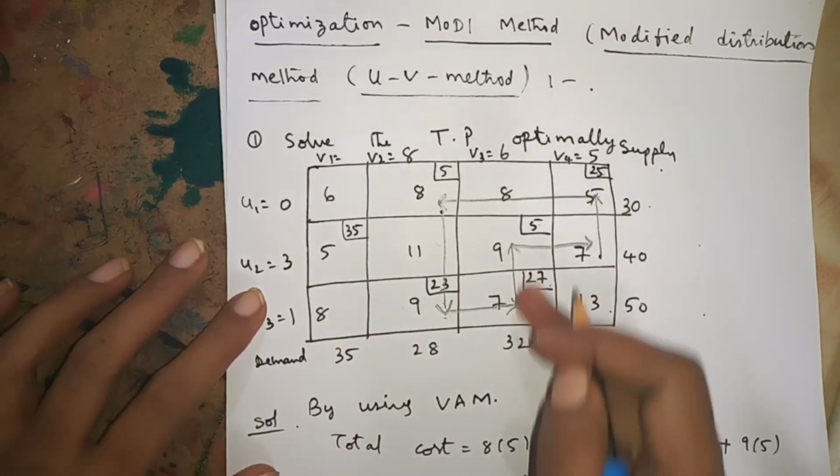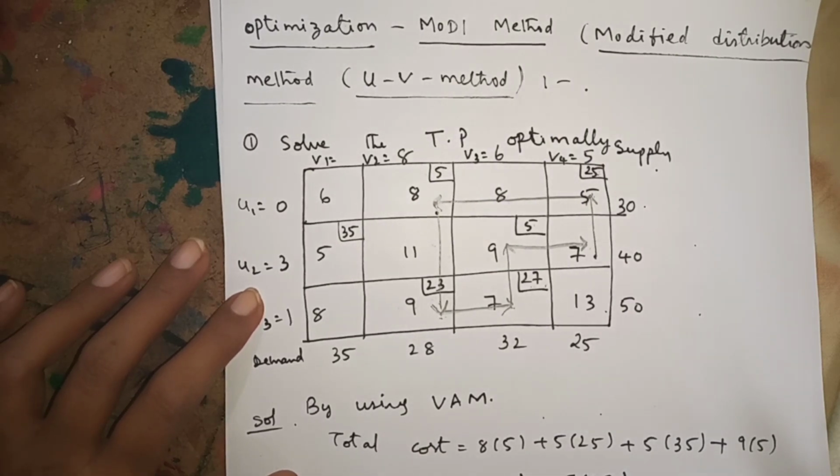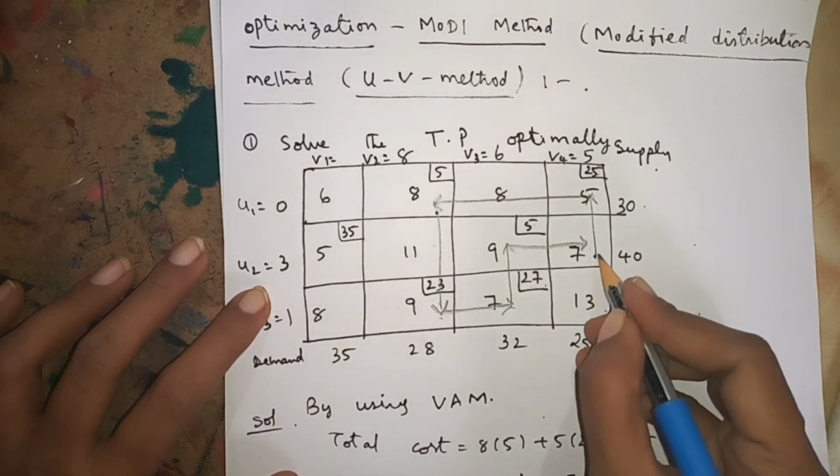Like this we have to form a closed loop. The closed loop may be rectangle shape or square shape or L shape or reverse L shape, whatever it may be. It is in this form.